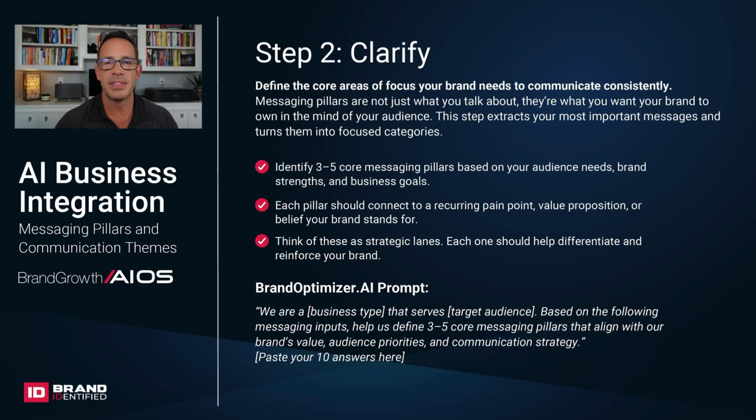So step number 2 in this framework is to clarify. You want to define the core areas of focus that your brand needs to communicate consistently. Messaging pillars are not just what you talk about, they're what you want your brand to own in the minds of your audience and your customers. This step extracts your most important messages and turns them into focus categories. So go ahead and identify 3 to 5 core messaging pillars based on your audience's needs, your brand strengths, and your business goals. Each pillar should connect to a recurring pain point, a value proposition, or a belief that your brand stands for. And think of these as strategic lanes. Each one should help differentiate and reinforce your brand.